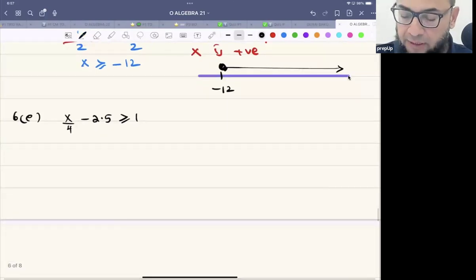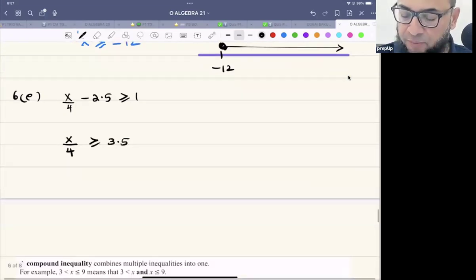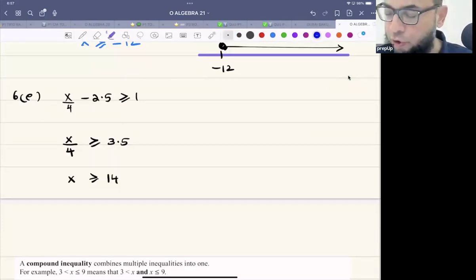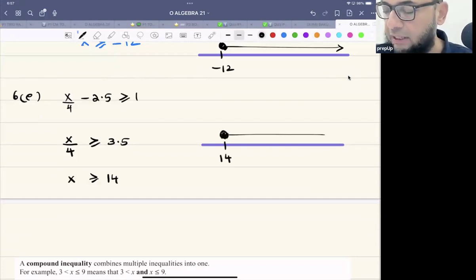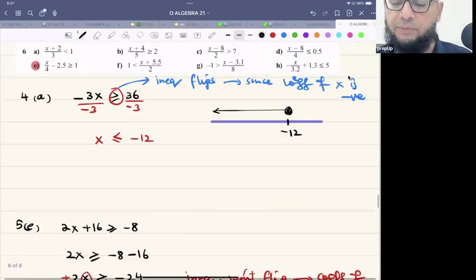Over here, the third one, x over 4 is greater than or equal to 1 plus 2.5, that is 3.5. x is greater than or equal to 3.5 times 4, that is 14. Again, draw a number line, mark over here 14, greater than or equal to 14. That is the answer for the spot.